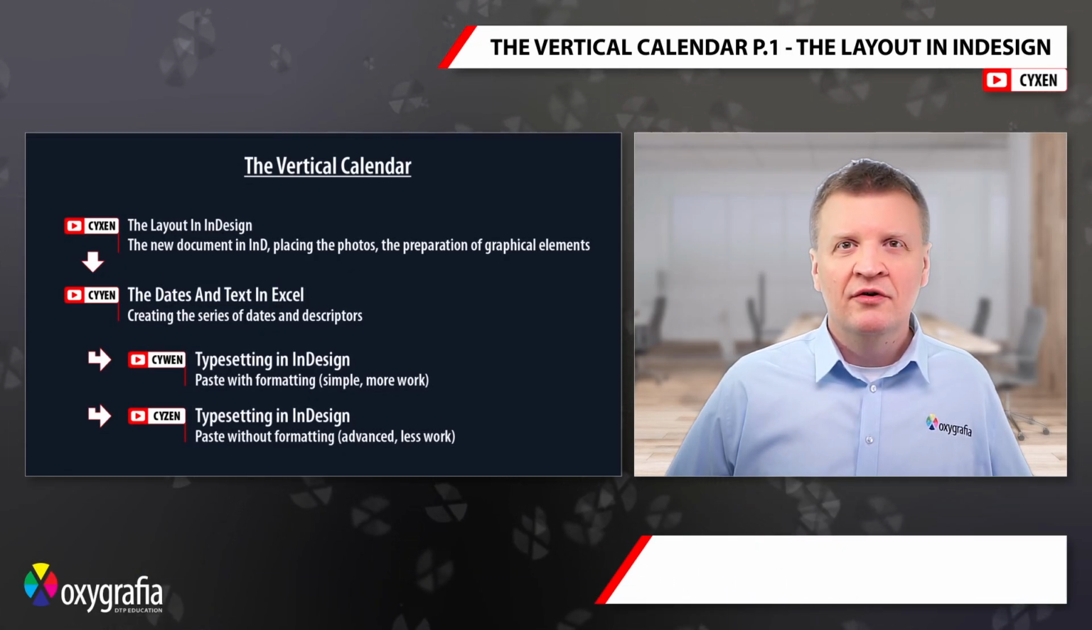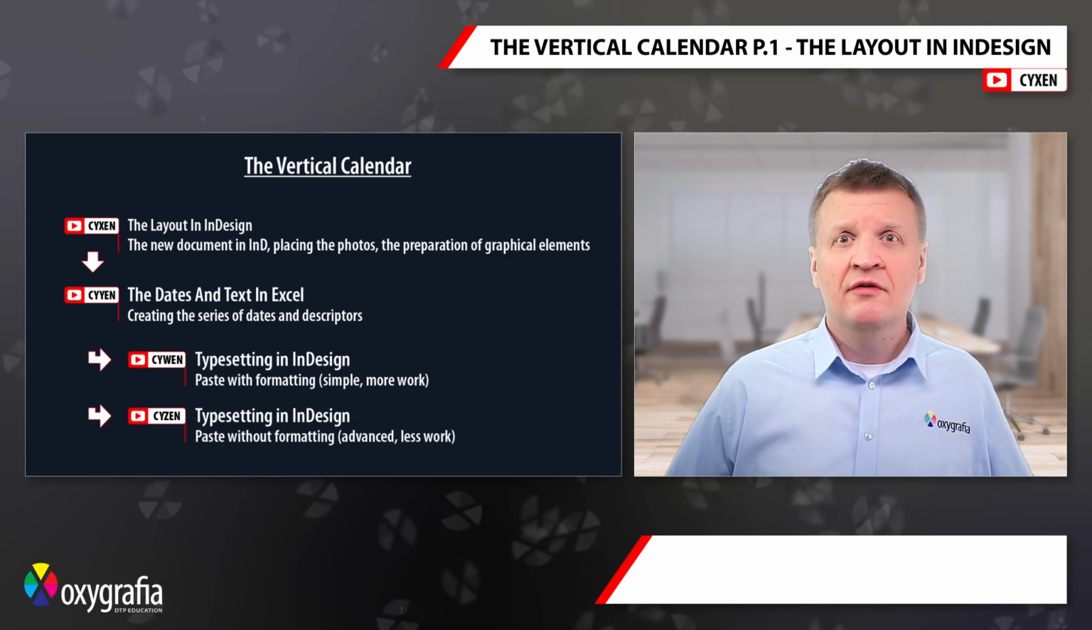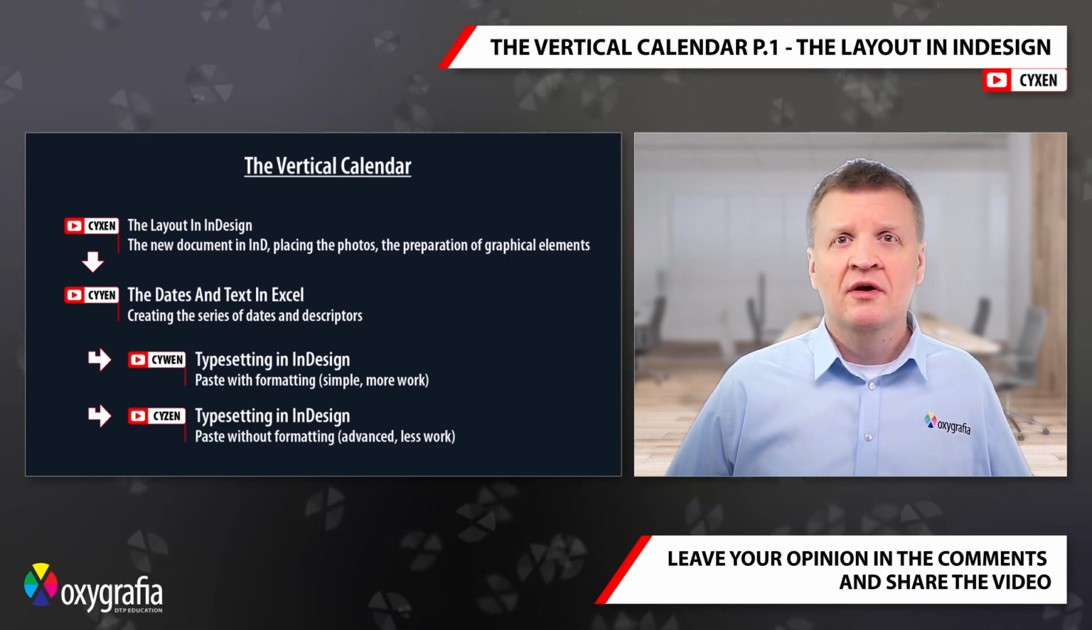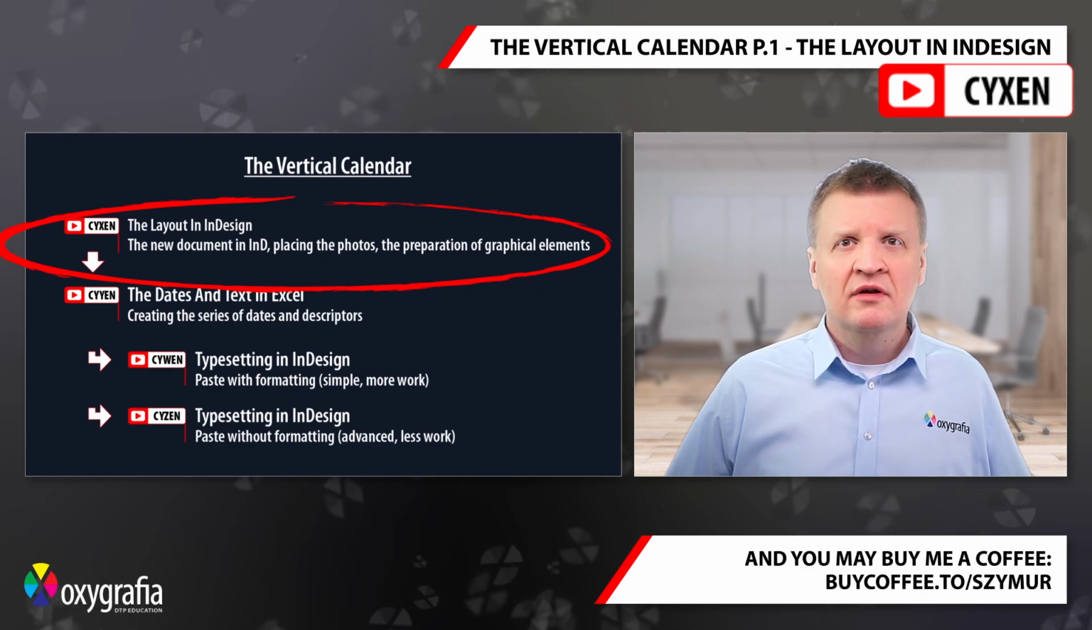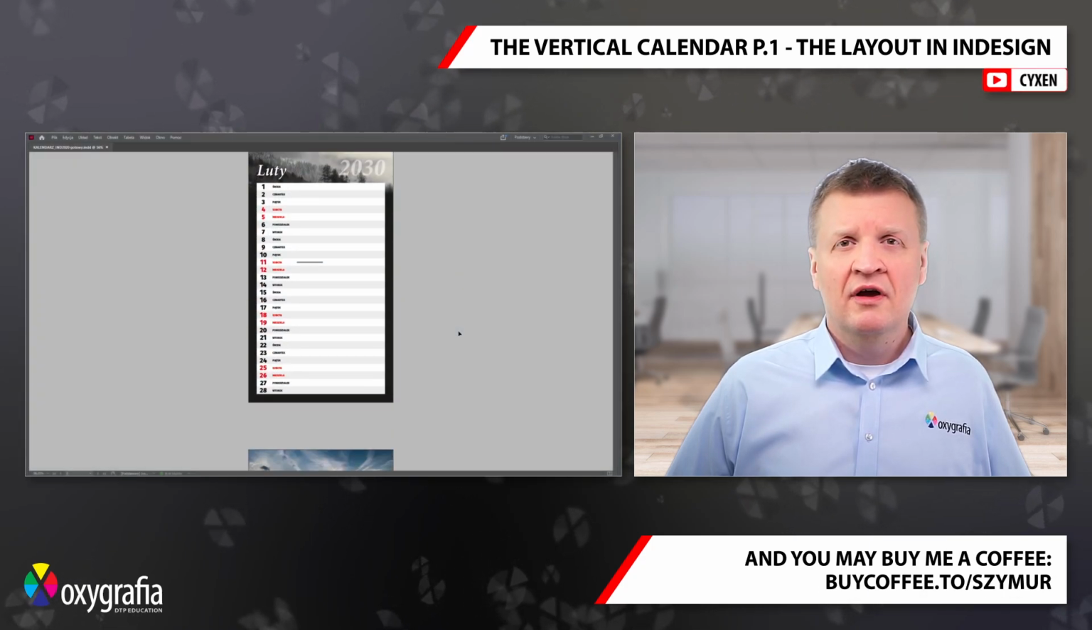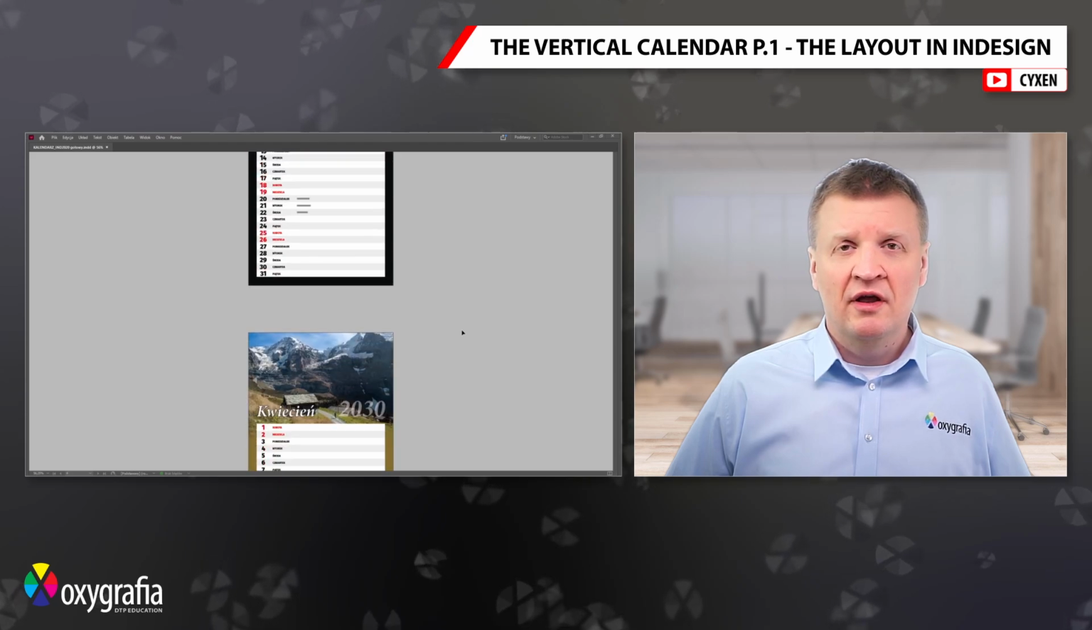This movie is a part of a longer tutorial which I have split into several parts, so you can watch the part that you are interested in. In this movie, I'm showing how to prepare a graphical layout of a vertical calendar, similar to the one you are seeing next to me.